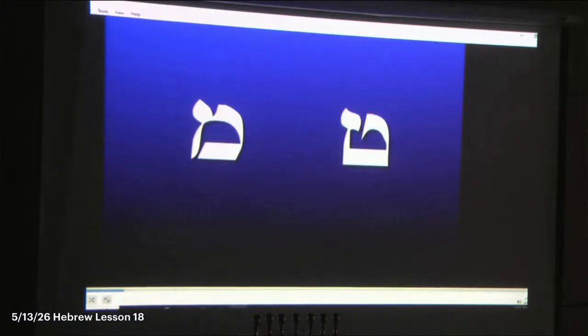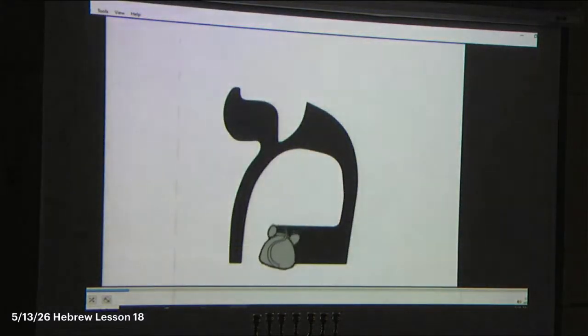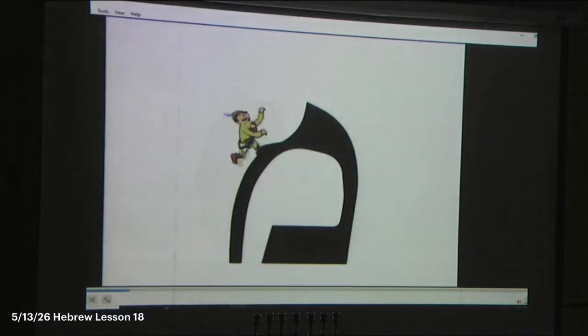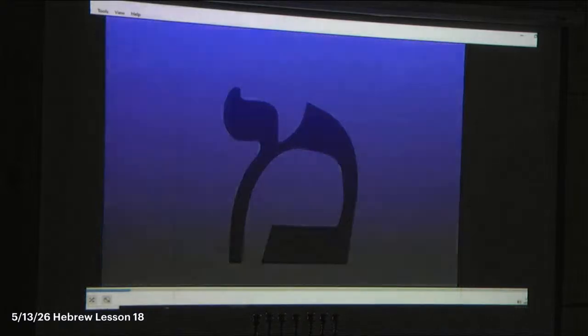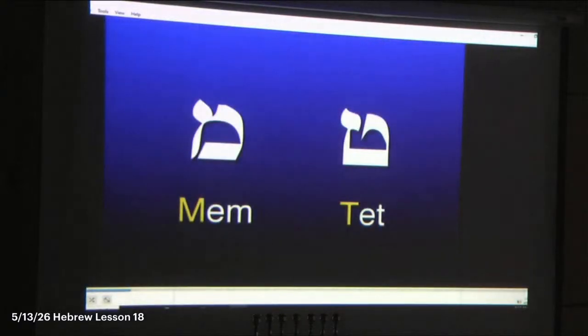Sometimes these two letters are confused, but notice the first letter is open at the top. This is the only Hebrew letter that's open at the top. It is the Hebrew letter tet, mitsuyan. It is the T sound, mitsuyan. And the letter next to it is open at the bottom. It's like a little mouse hole. It has a man climbing the mountain. This, of course, is the letter mem, mitsuyan.